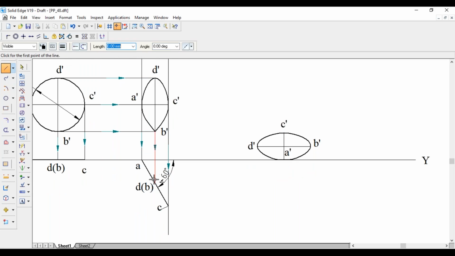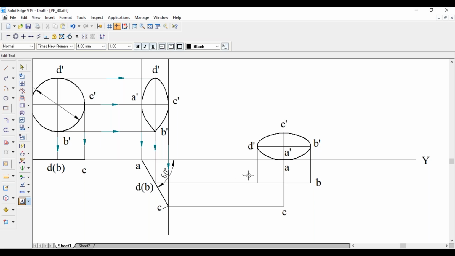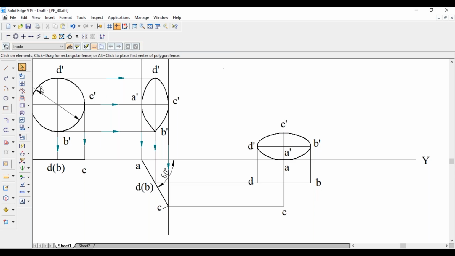Now project the points. So A and A dash are on the XY line only. There's A dash, C dash on the same line. From this one, C will come on this line till this one, whereas B and D will come on this line. Project till that point from B dash and D dash. This one C, B, this one is D. So join all the four endpoints with a free-handed curve.